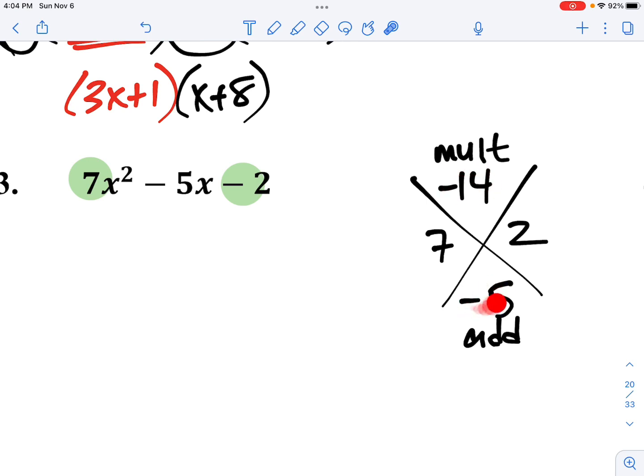And I have to add up to negative 5. So what if I did negative 7? Let's check. Negative 7 times 2, grab your calculator, is negative 14. Negative 7 plus 2 is negative 5. These are my two numbers.